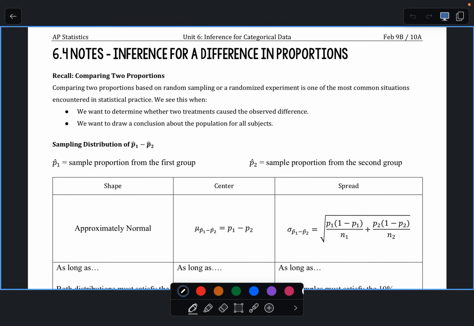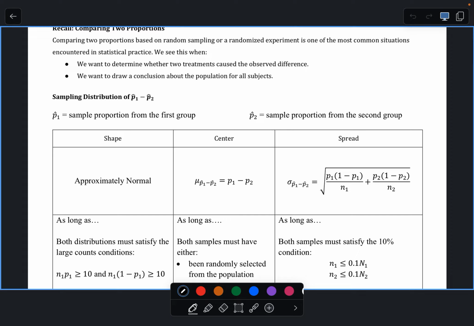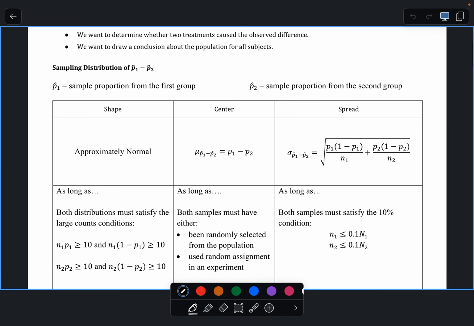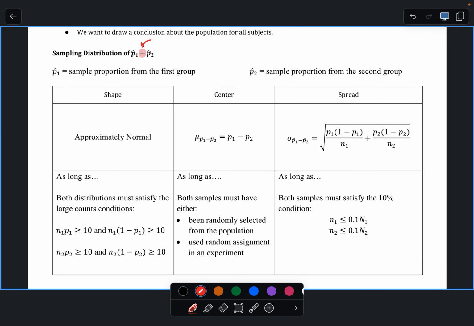So the first thing that we have to talk about is the sampling distribution. It's still checking the same three conditions. Is it random? Is it independent? Is it normal? All of that is exactly the same. Now, the one thing I will point out is it's always going to be a difference between two populations. So this is always going to be subtraction. Anytime you are doing a hypothesis test or a confidence interval, it's always subtraction.